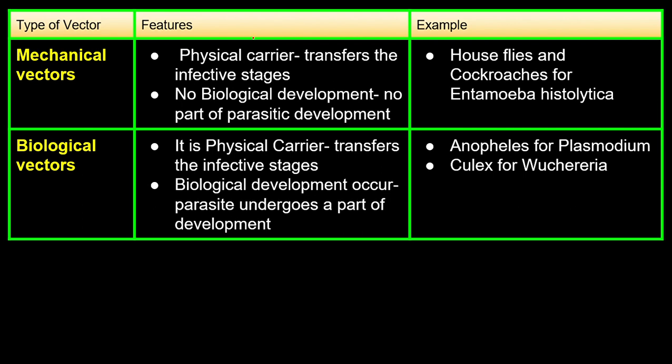Now this table you need to make. I have written it on one page. Mechanical vector means it is a physical carrier, but no biological development takes place. Example, houseflies and cockroach for Entamoeba histolytica. What about the biological vector? It is the physical carrier as well as the biological development. Both will occur over here. For example, Anopheles for Plasmodium and Culex for Wuchereria.